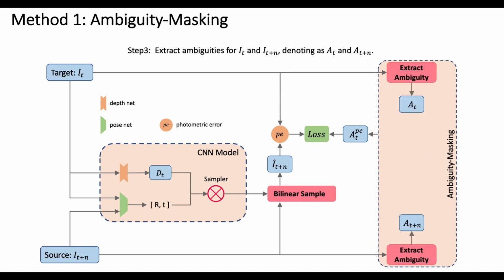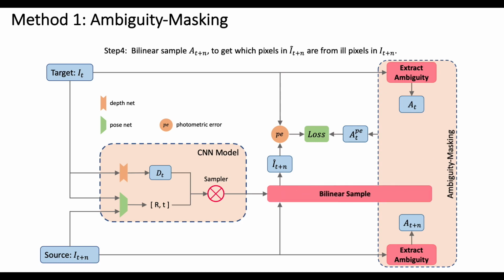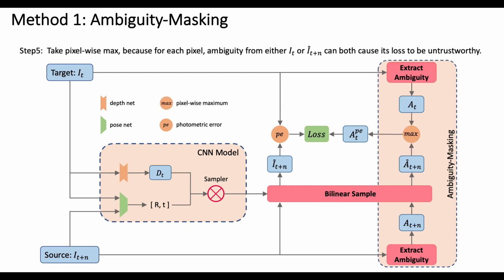In particular, we first extract the ambiguous pixels in the target image and source images. Then, we bilinearly sample to get which pixels in the reconstructed image are from the ambiguous pixels in the source image. We take the pixel-wise maximum, because for each pixel in the loss map, ambiguity from either the source image or the reconstructed image can both cause its loss to be untrustworthy.